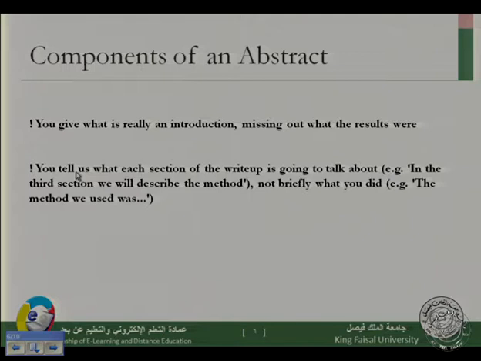You tell us what each section of the write-up is going to talk about. In the third section, we will describe the method, not briefly what you did. The method we used was... So you see, here is a big difference between saying, well, in the third section, we will describe the method, in the fourth section, we will describe the results, in the fifth section, we will describe the conclusion. No, this is very wrong. This is completely wrong. You need to tell us what you did.